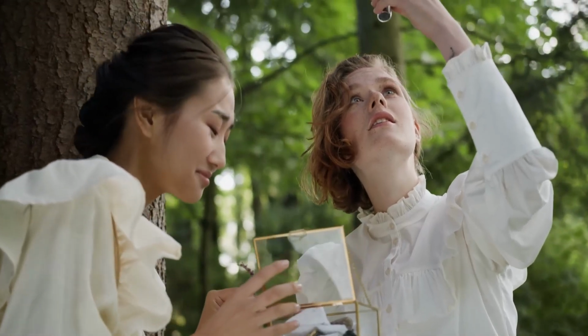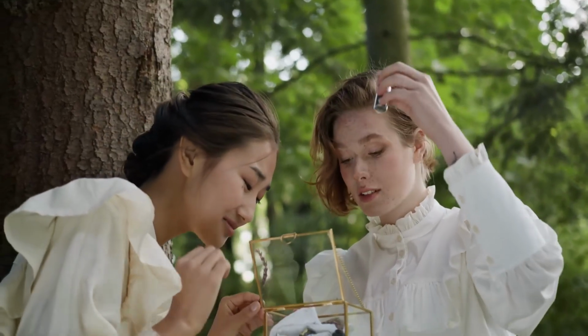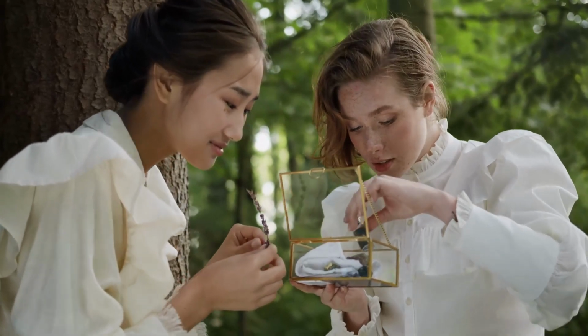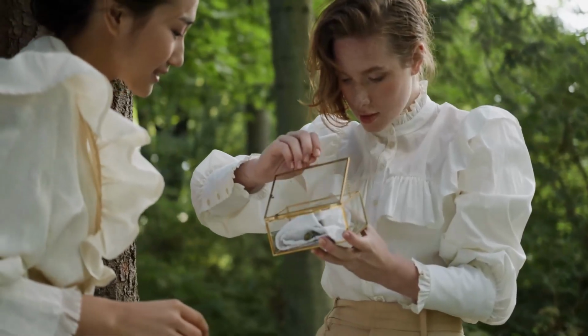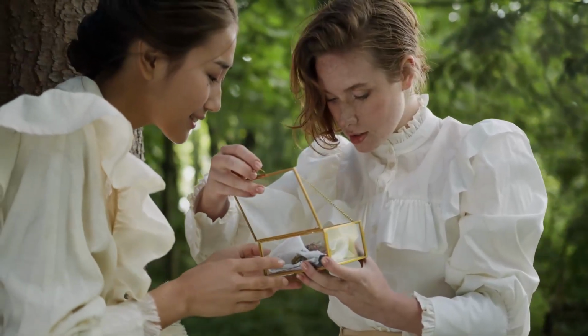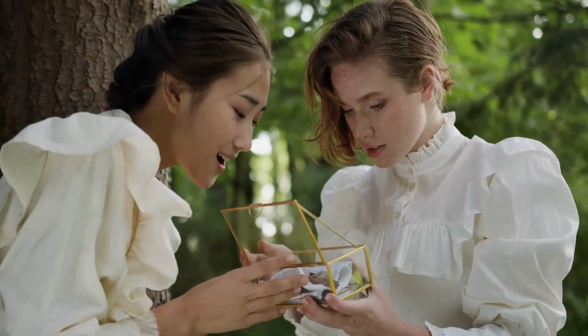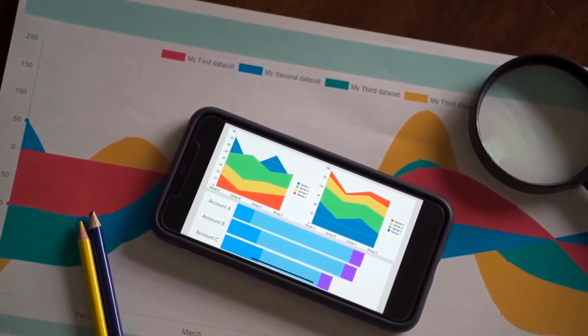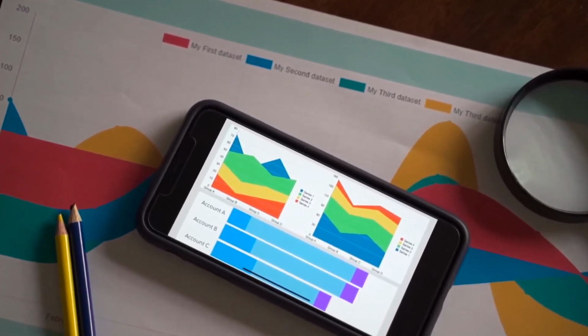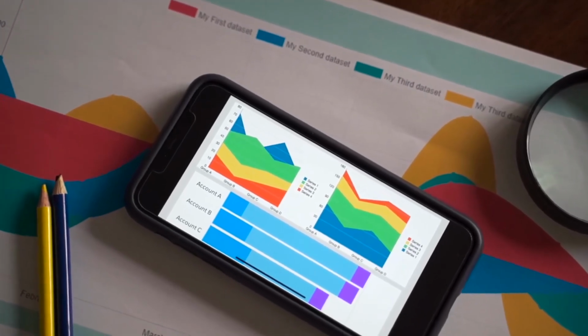Visual aids such as charts, graphs, and infographics can help make the information more digestible. By breaking down intricate details into easy-to-understand segments, you enhance comprehension and keep your audience engaged and receptive to your message. Utilizing visual aids and demonstrations can significantly enhance the effectiveness of your presentation.